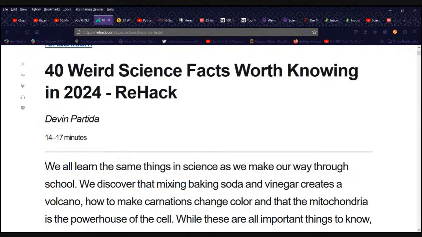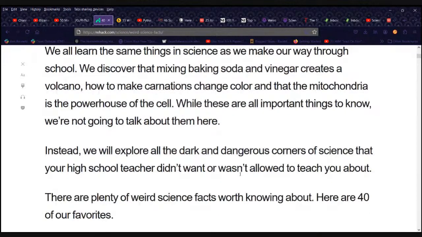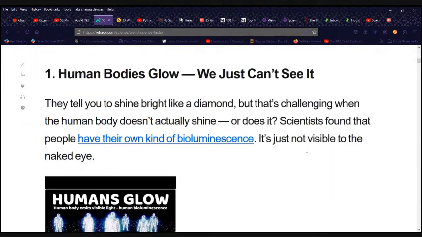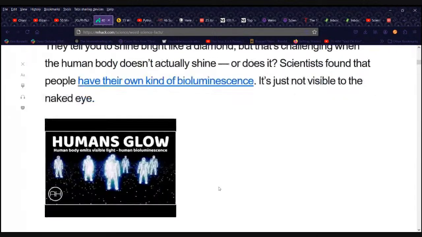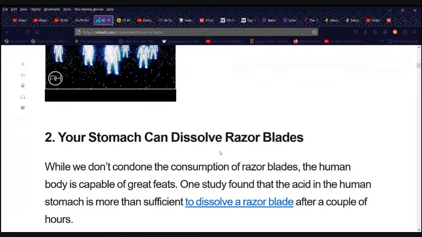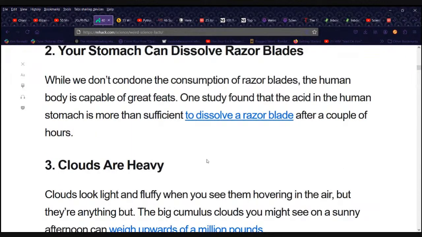But when you mix baking soda and vinegar, it creates a volcano. Carnations change color when, what is this, the mitochondria? Oh, okay. Mitochondria powers a cell. Yep. Really good stuff. And then there's some weird things. Human bodies can glow. Here's the picture. One of the nice things about the previous version of this is the pictures are really nice and big. So it's kind of harder to see the pictures in this version, but I'm okay with that. Your stomach can dissolve razor blades. Well, there's hydrochloric acid in it, so yeah. I don't recommend swallowing razor blades, though.